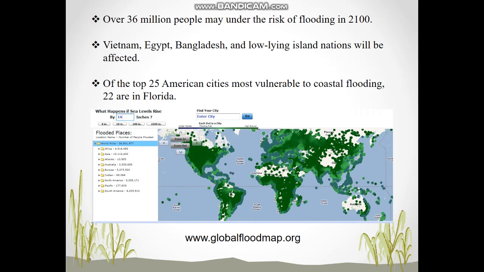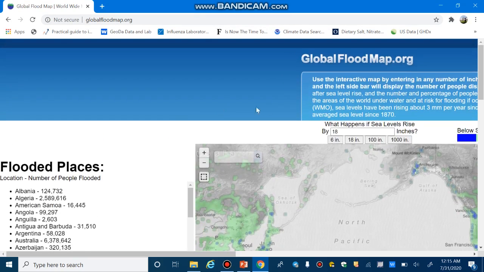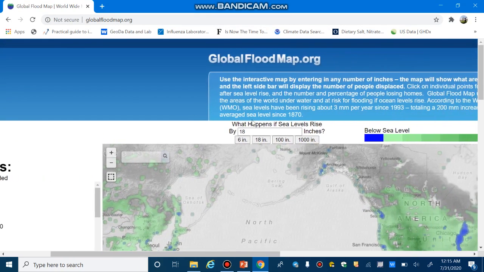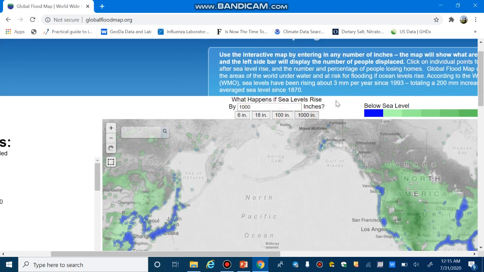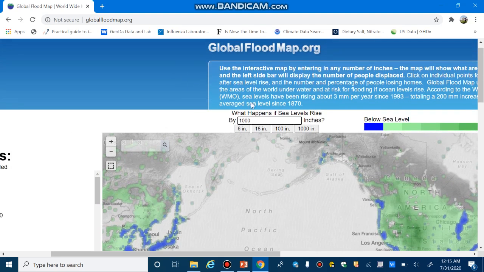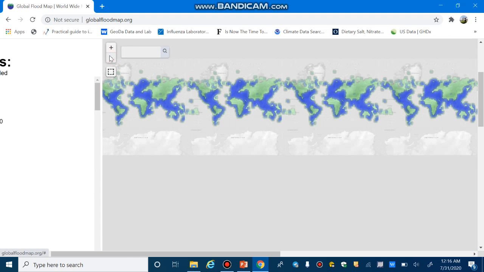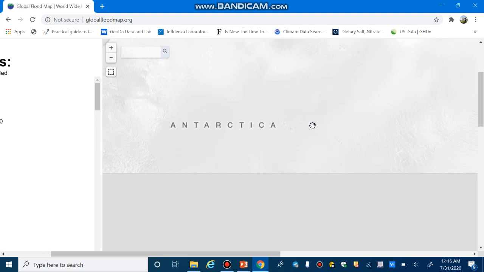So this website, globalfloodmap.org, provides interactive maps of flooding. If you go to this website, you can enter values. What happens if sea level rises by, for example, 6 inches, 18 inches, 100 inches, and 1000 inches. And you can see which areas will be below the sea level. Here you can enter any other values for the inches, and you can see what areas will be affected by sea level rise.